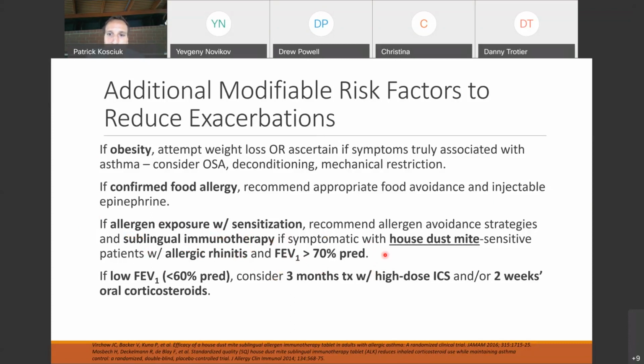Interestingly, you have the best data for house dust mite sensitive patients. How do you know they're house dust mite sensitive? That's where they undergo the skin testing or the specific IgE antibodies to different allergens.